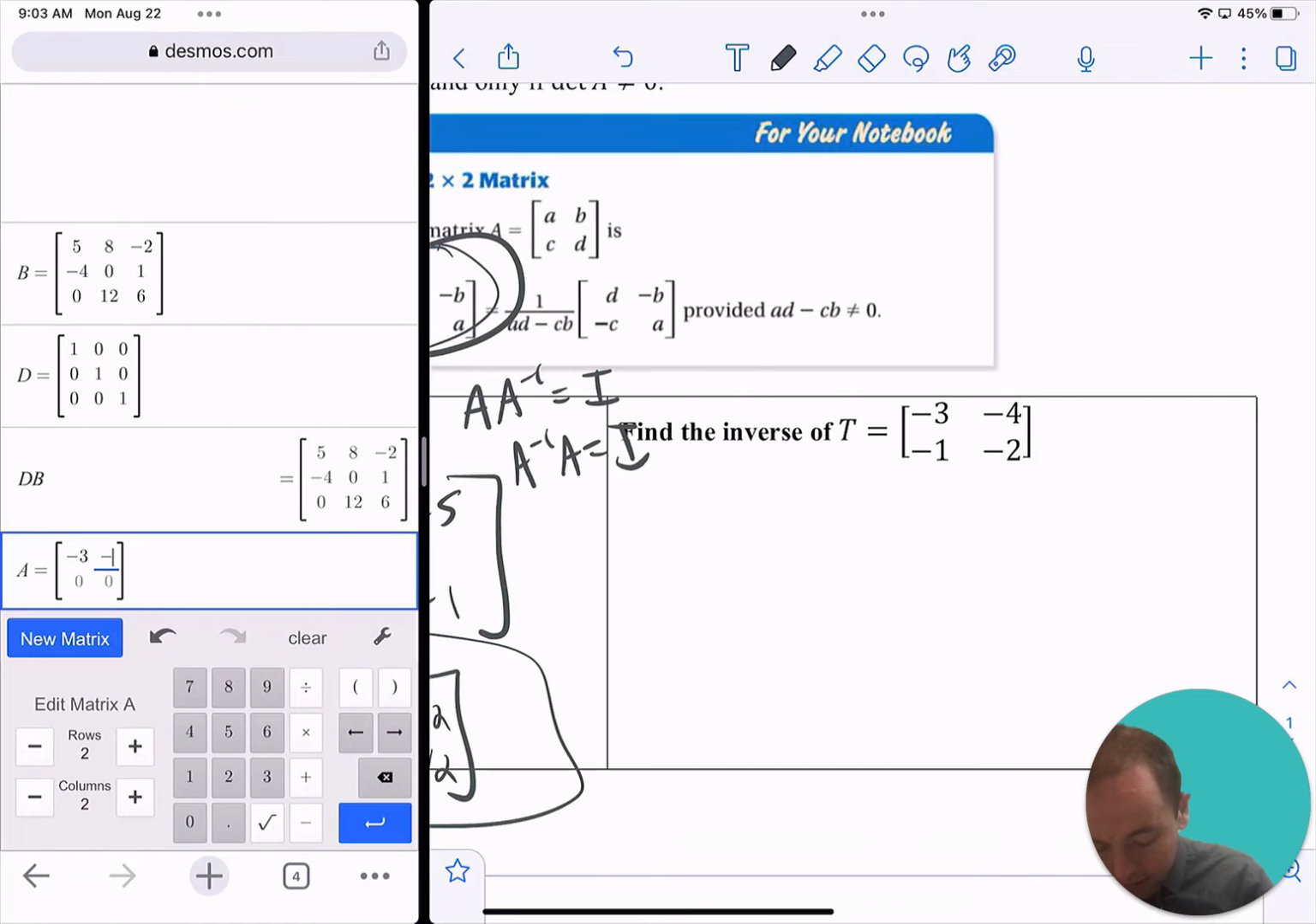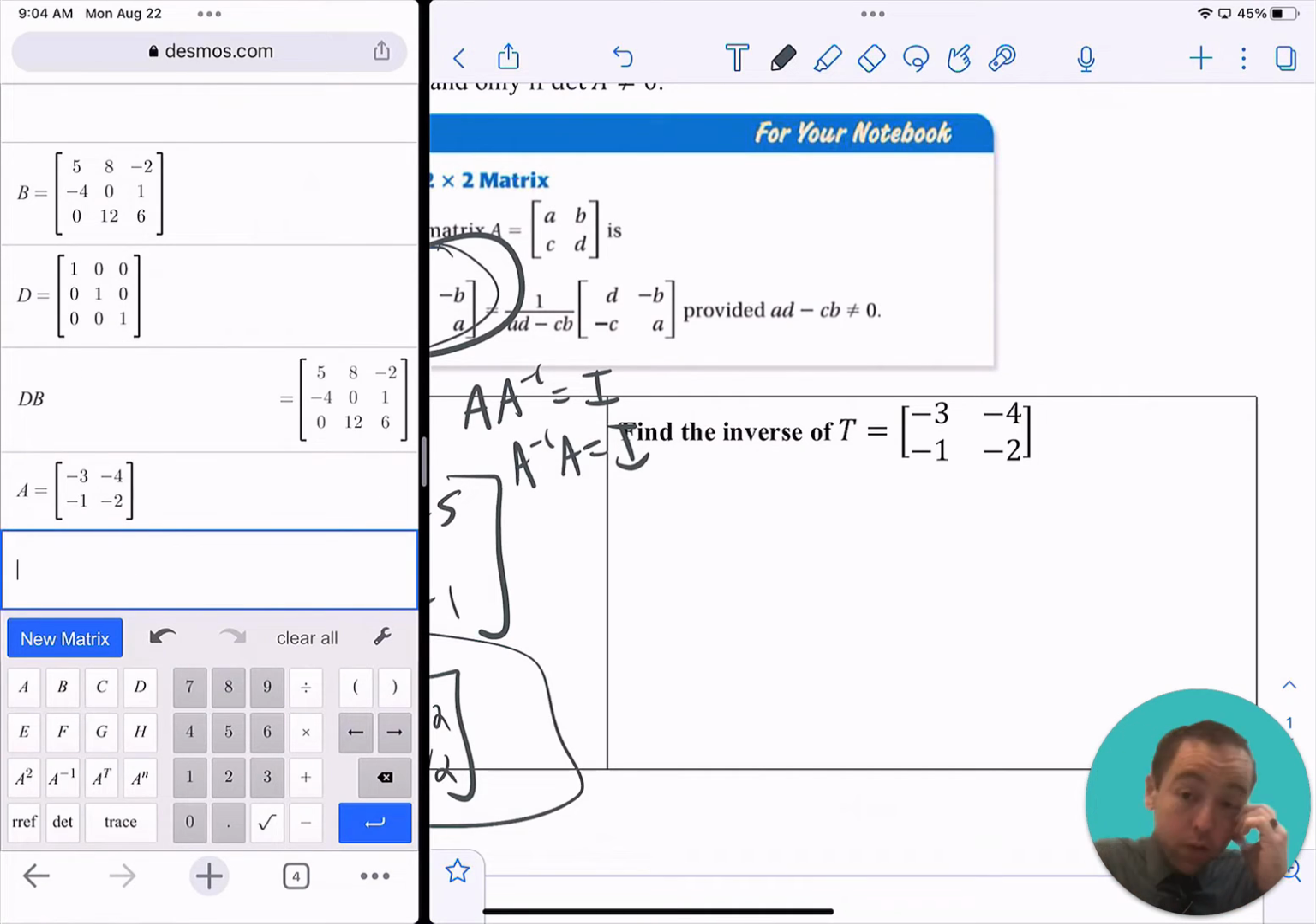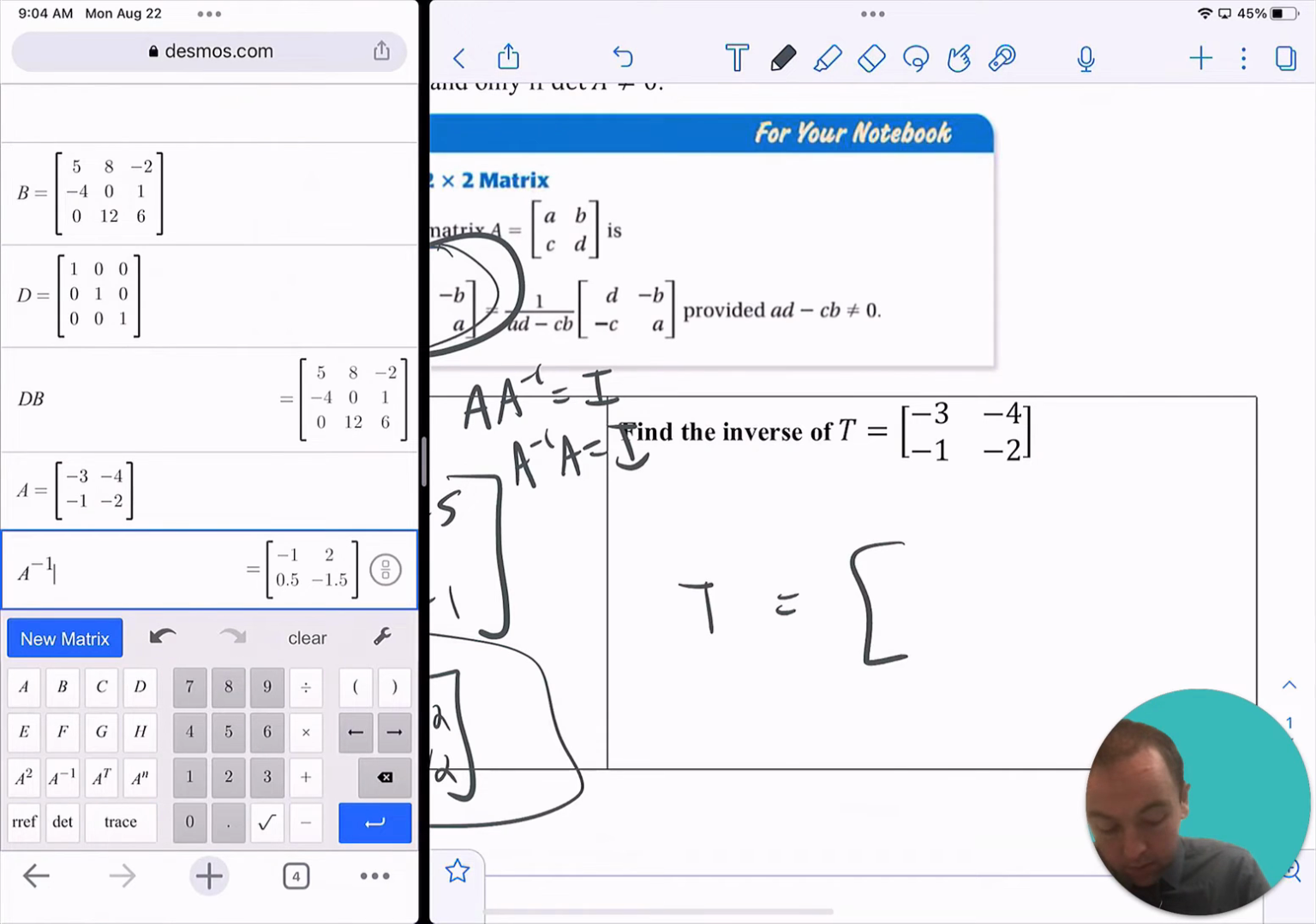So I'm going to type in these values that we have for T right here, and then we'll enter that. Beautiful. I defined that T on Desmos. If you were to find the inverse of that, you just need to hit the name of the matrix, and then if you want to find the inverse, there's a little button there that has the -1 superscript, and that'll give you the inverse. It actually turns out very nice right there. So the T inverse, we would call that, is -1, 2, 1/2, and -3/2.